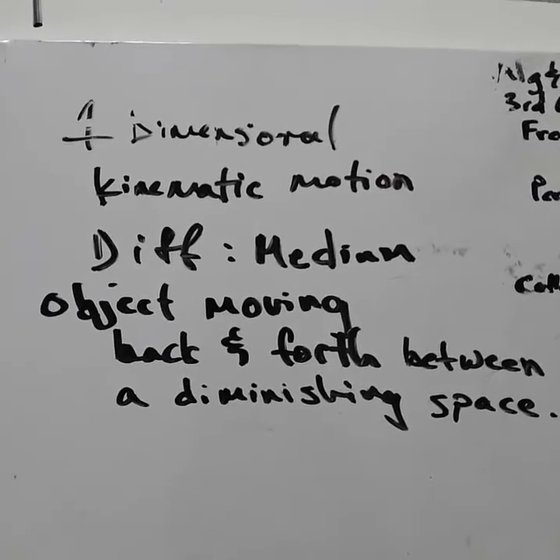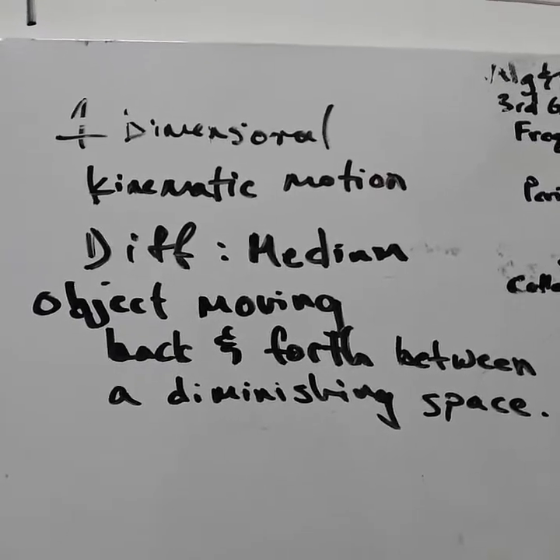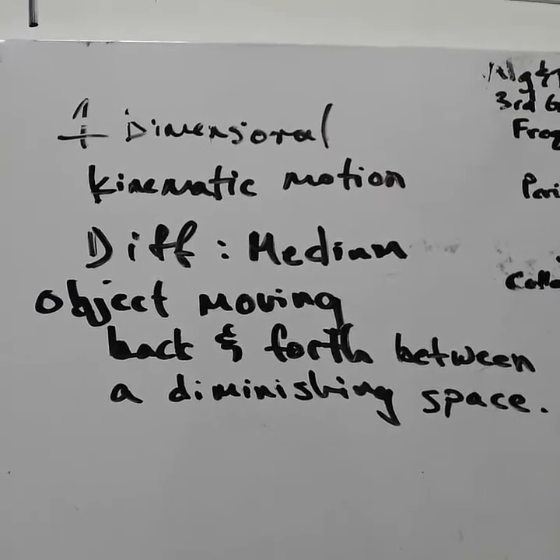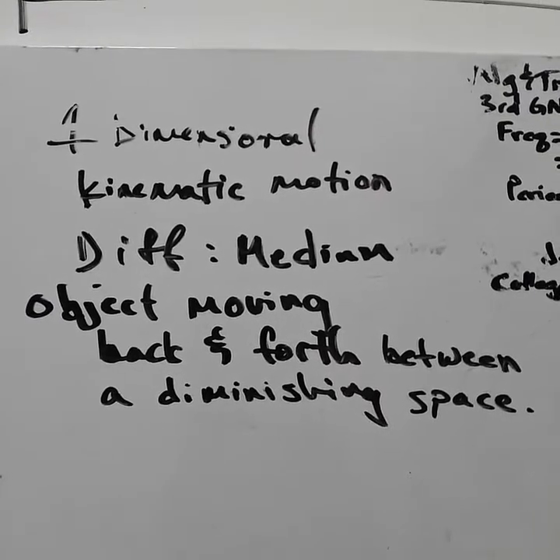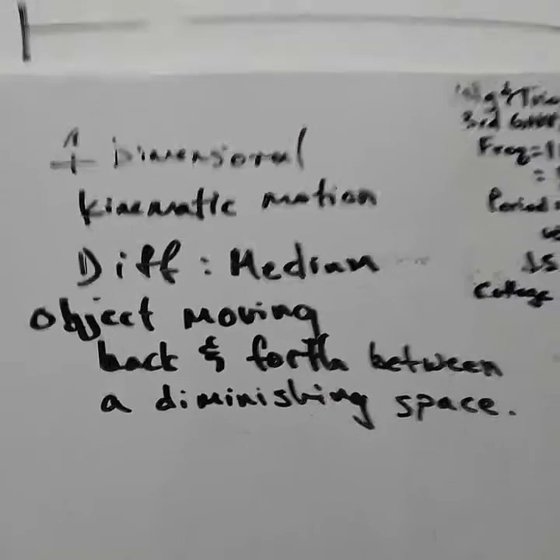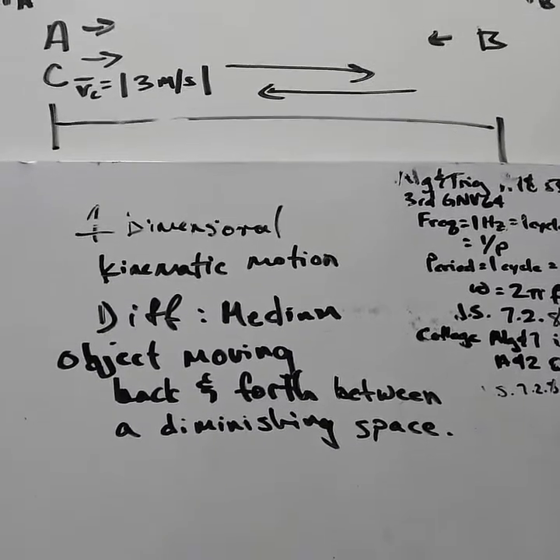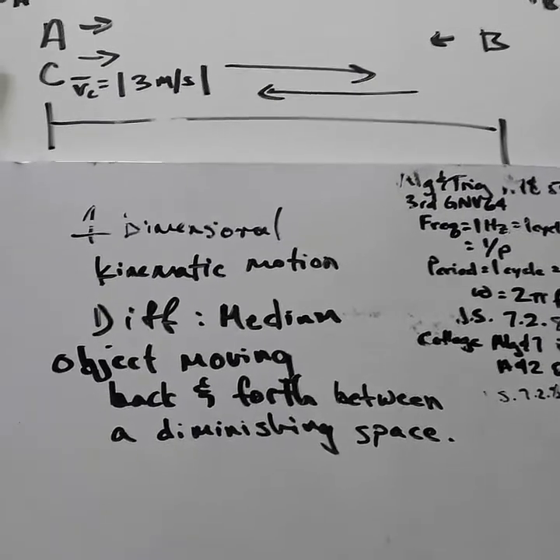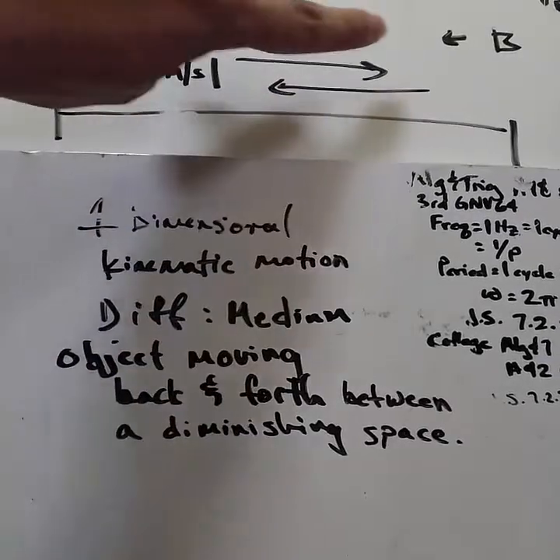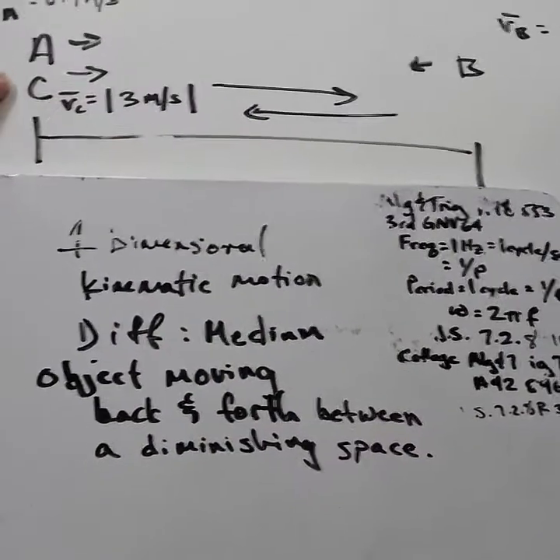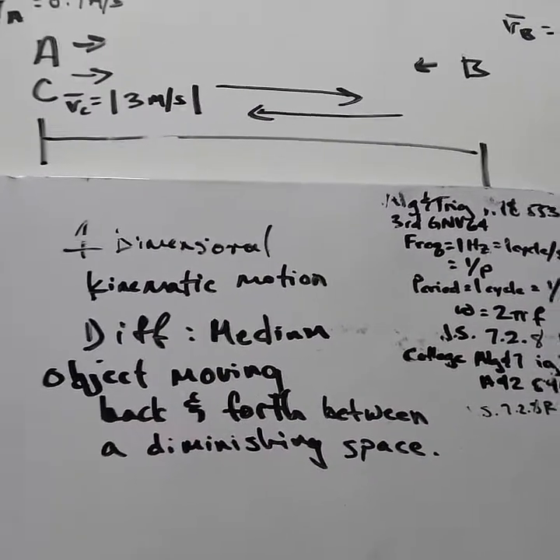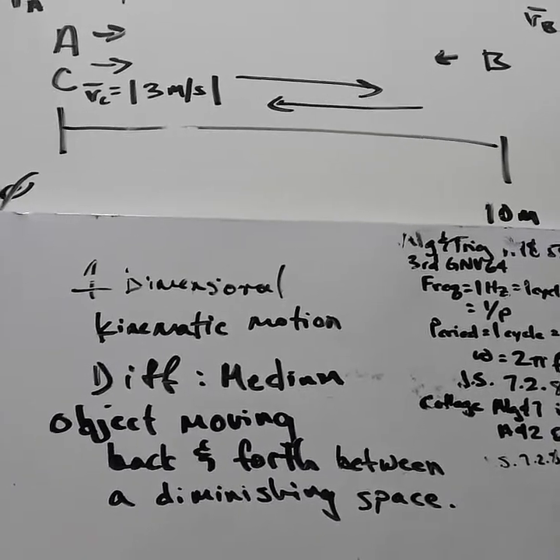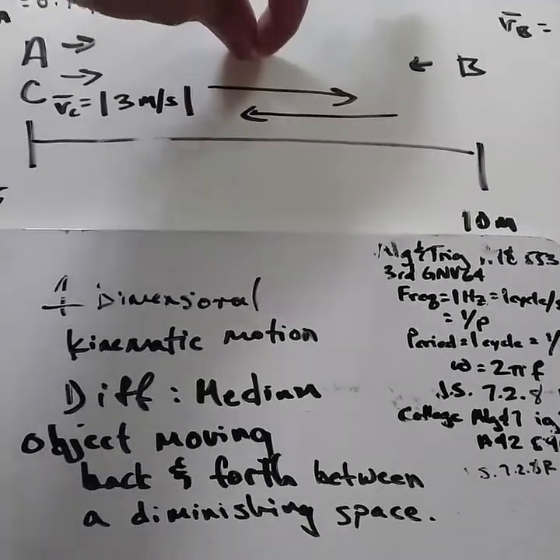Okay, so this is a physics problem dealing with one-dimensional kinematic motion, difficulty medium, with an object moving back and forth between a diminishing space. So we have three objects, A, B, and C. A and B are closing in on each other, and C is running back and forth in between them. Now we want to know the distance that C covers when A and B meet each other.